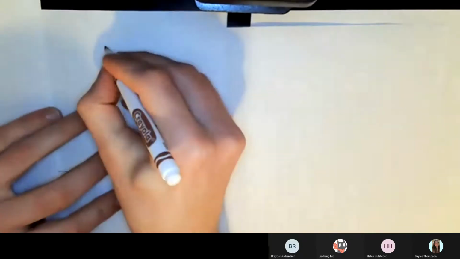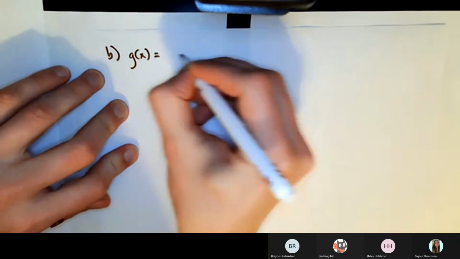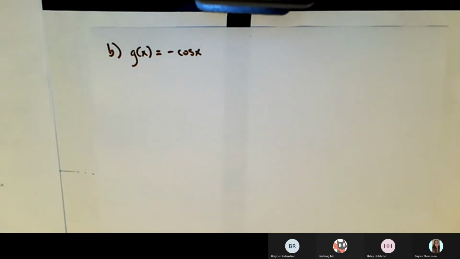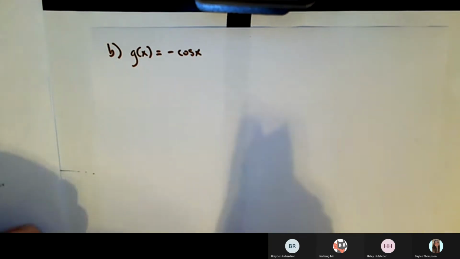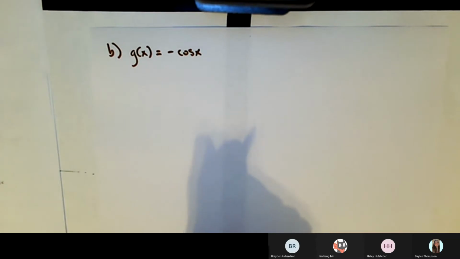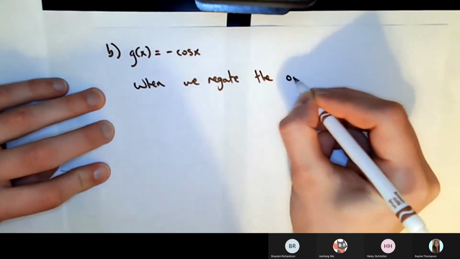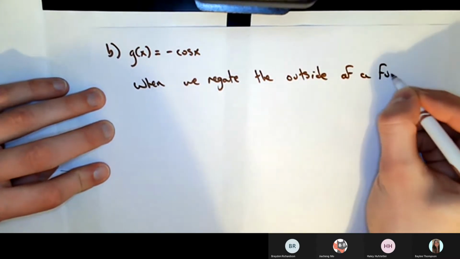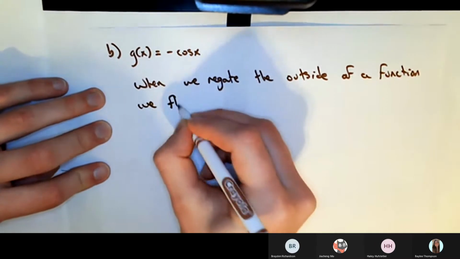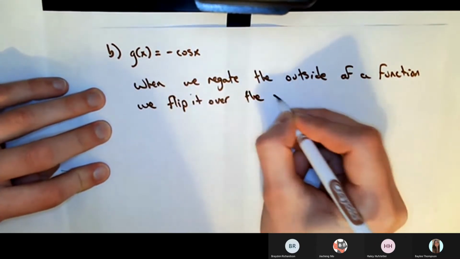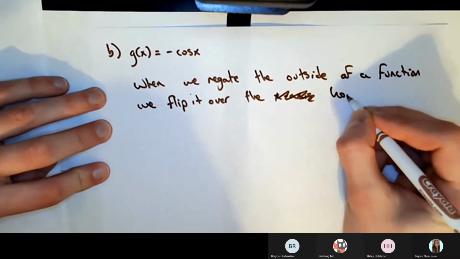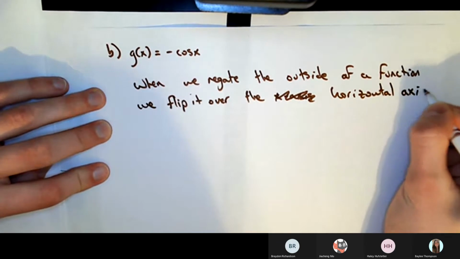All right, let's graph some more. Cosine of negative x. When we negate the outside of a function, we flip it over the x-axis, the horizontal axis, to be a little bit more general.